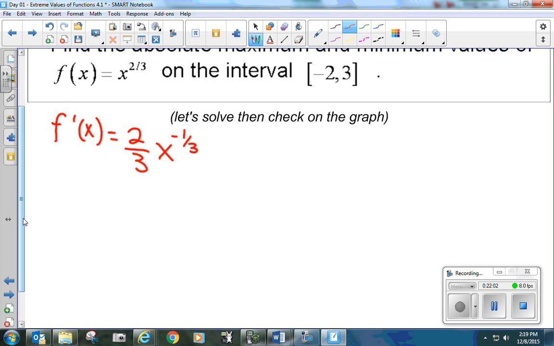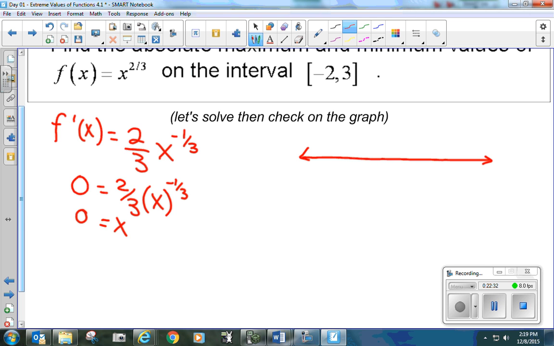Okay? So, I take my derivative and set it equal to 0. What is the only value of x that's going to make that 0? 0. So, x equals 0. That's where there's a critical point. That's where my derivative is 0. That's where there's a horizontal tangent line. So now, on my number line, I now know that I have a 0 at x equals 0, right? That's my 0 derivative.